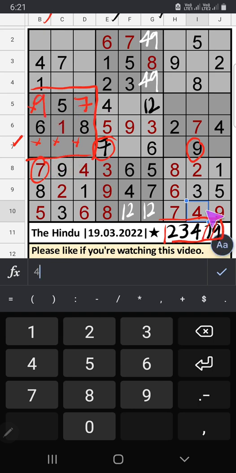Then only 3 numbers are remaining: 2, 3, 4. Column B and column D we have 4. So 4 can't come in these cells. Then 4 is confirmed here. Then only 2 numbers are remaining: 2 and 3. It will come in another 2 cells. We will confirm later.